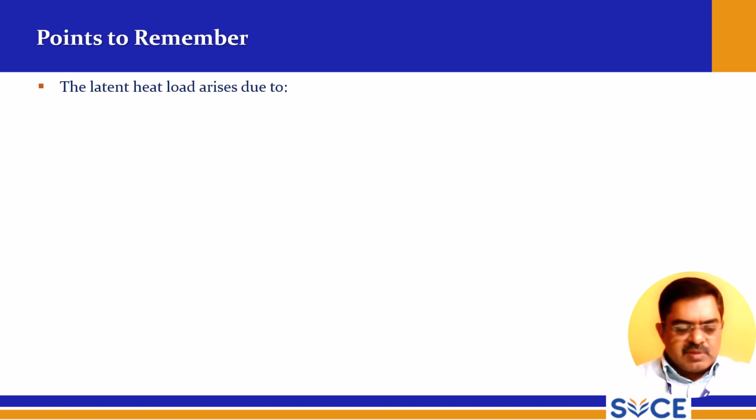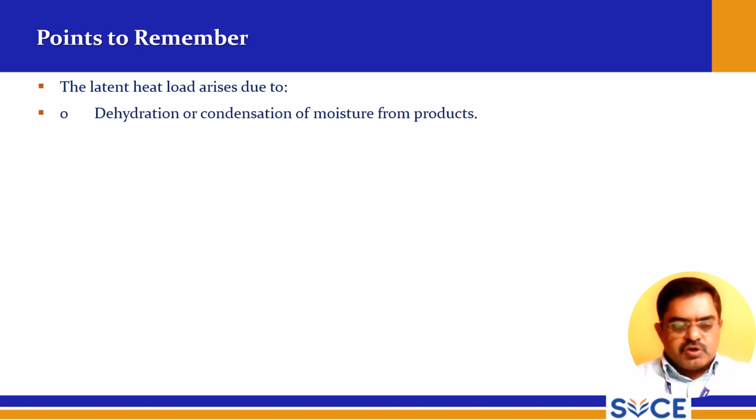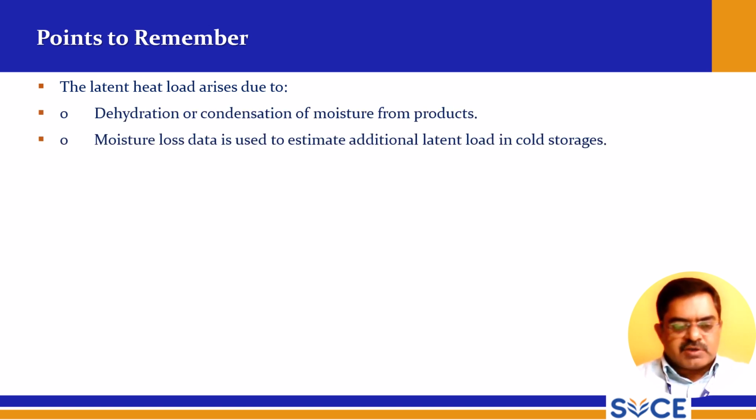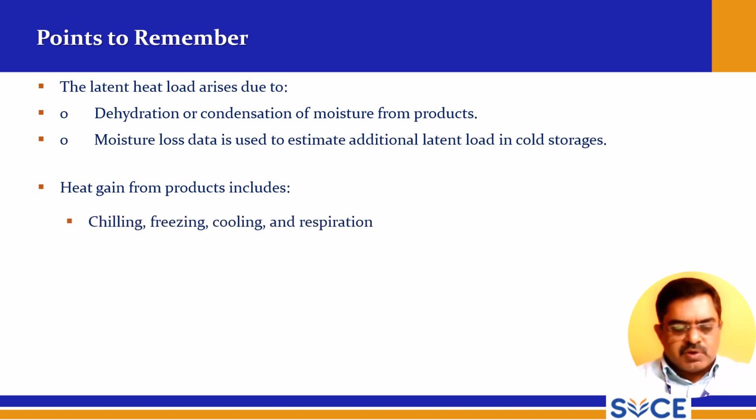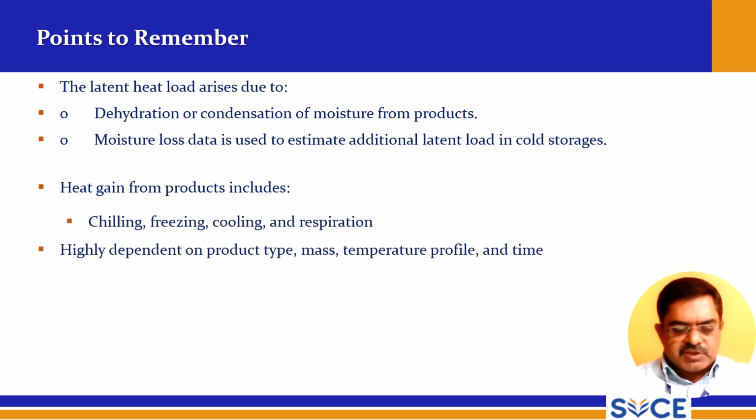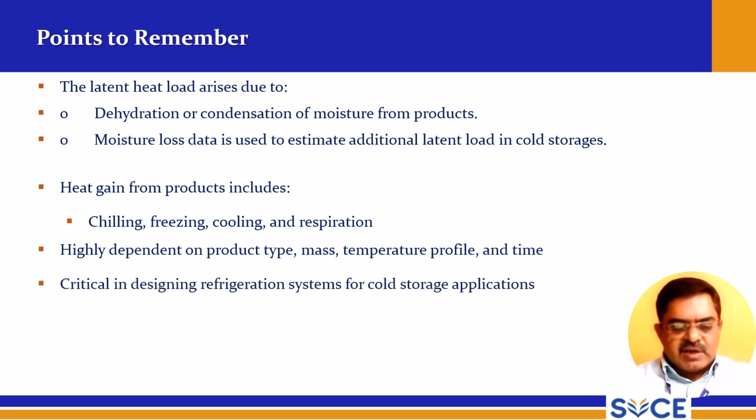So from this, the points to remember are: the latent heat load arises due to dehydration or condensation of moisture from products. Moisture loss data is used to estimate additional latent load in cold storages. So heat gain from products includes chilling, freezing, cooling, and respiration. It is highly dependent on product type, mass, temperature profile, and time, and critical in designing refrigeration systems for cold storage applications.